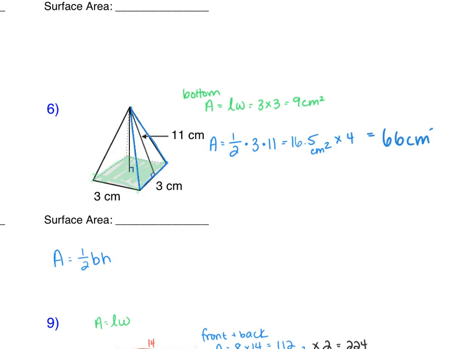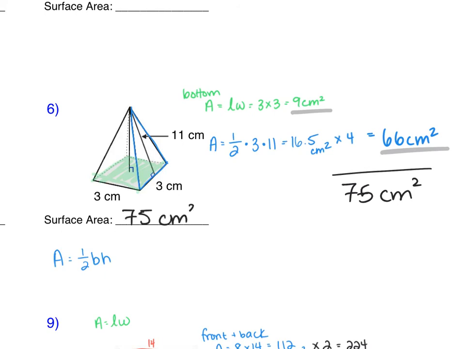66 centimeters squared. So now I can add 9 centimeters squared and 66 centimeters squared to give me a total of 75 centimeters squared. So my total surface area is 75 centimeters squared.